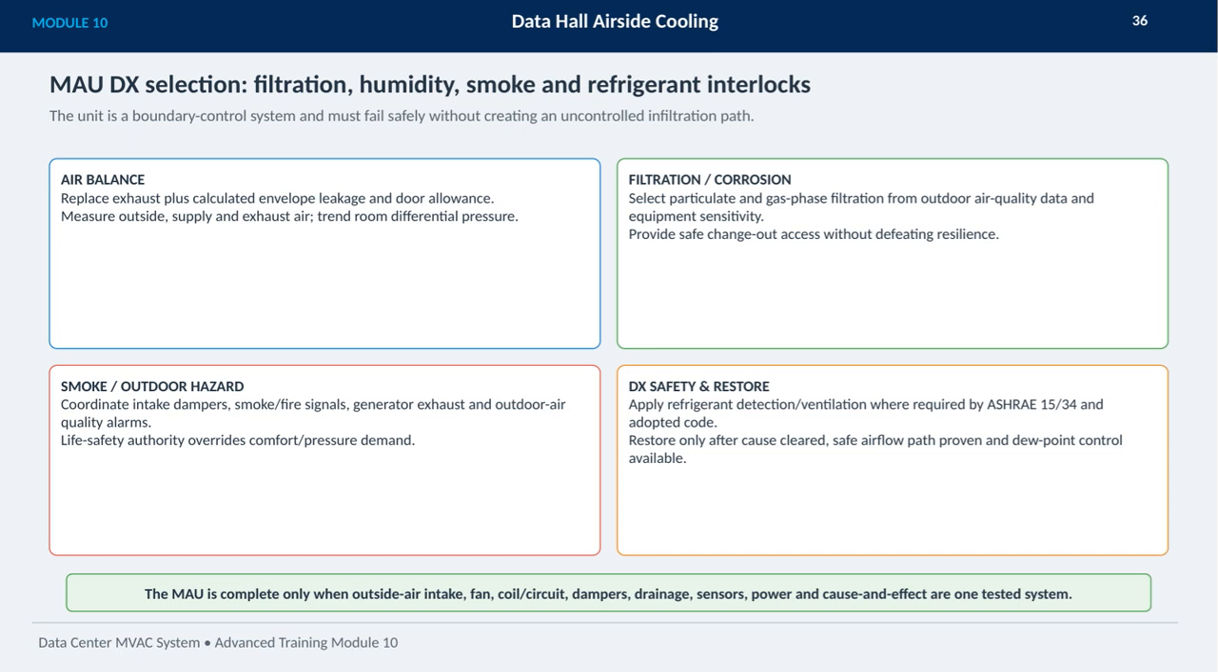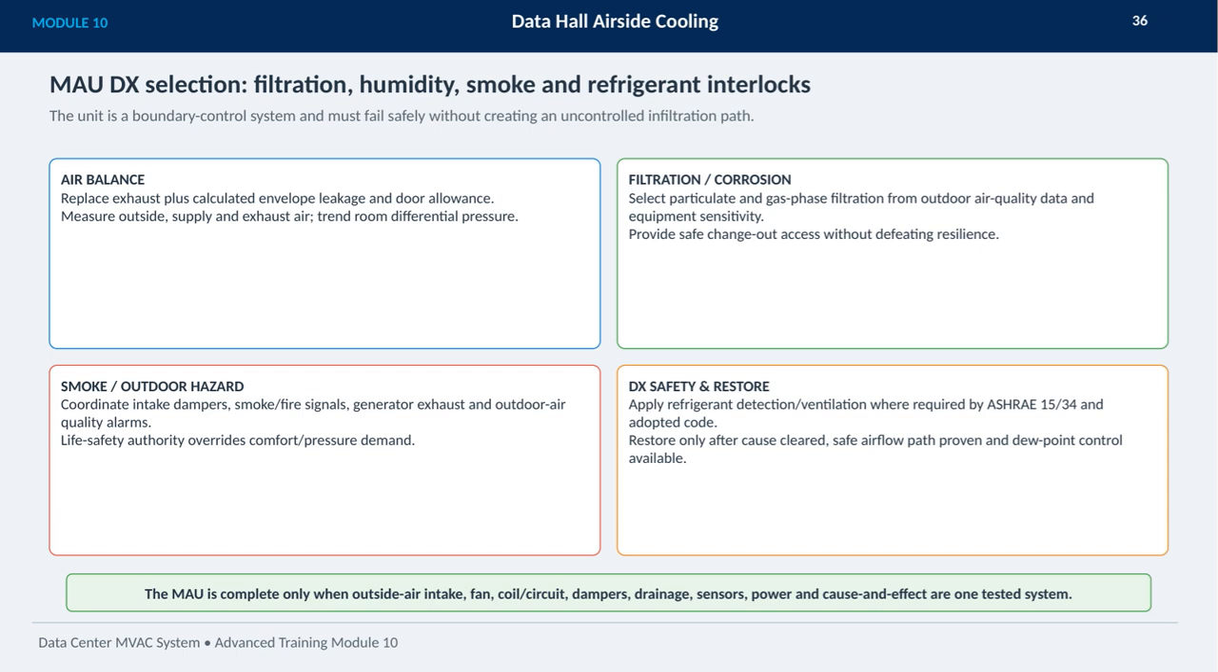Filtration must be chosen based on outdoor air quality and equipment sensitivity, using both particulate and gas phase filters, and designed for safe changeout without compromising system resilience. Smoke detection and outdoor hazard systems need to integrate intake dampers, fire signals, generator exhaust, and air quality alarms, with life safety overrides taking precedence over comfort or pressure demands.